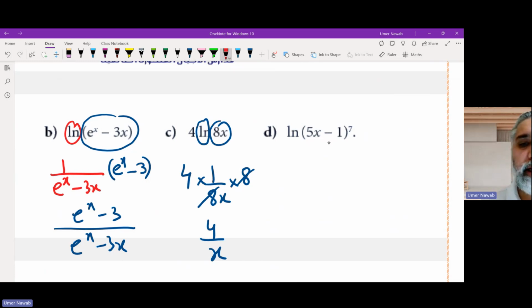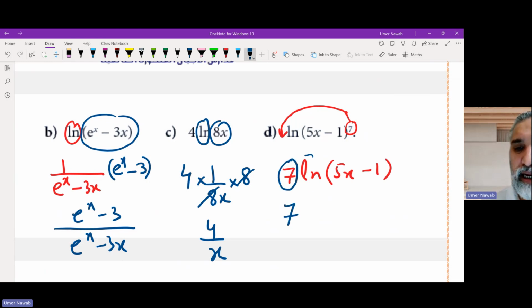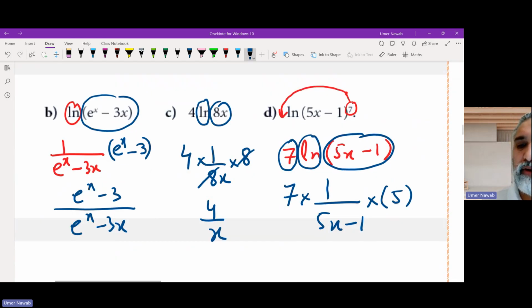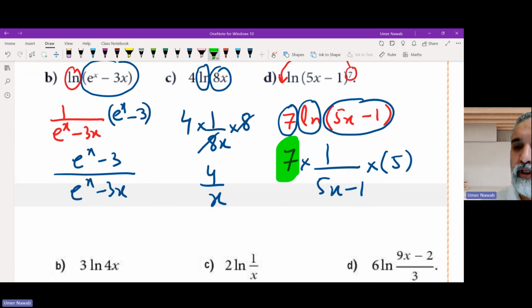Now here, before applying the differentiation, I need to use the ln property. The ln property says that I have to send the power back. So 7 ln of 5x minus 1. I'm ready now to apply the derivative. This will stay as it is. Ln tells you reciprocate your argument. Okay, I reciprocated it. Next, the further derivative of 5x minus 1 is just 5. So can I write my answer in a much simpler form? 7 times 5 is 35 over 5x minus 1.